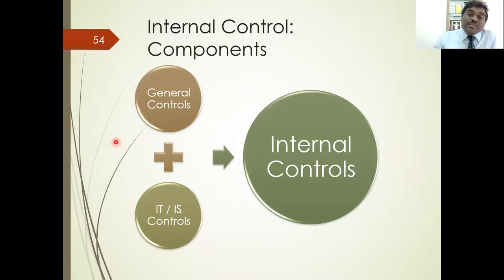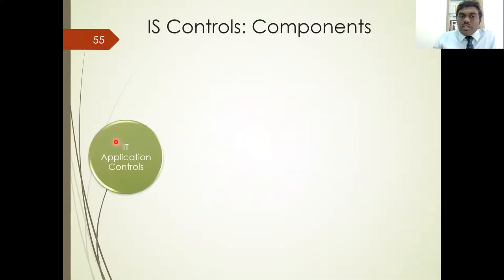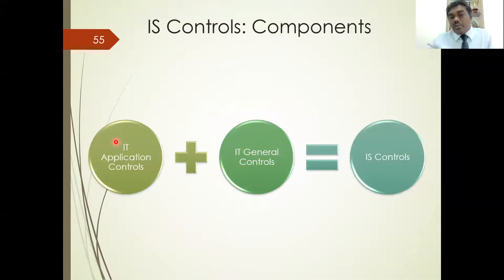In that case, what happens? Your inherent risk is increasing. What if some other employee who was wearing a helmet did not even show his ID card, but just swiped and he entered? Correct? So this is where you need to understand the risk. So general risk, IT risk, both of them put together is your internal control. Your IS controls can be further divided into IT application specific controls and IT general controls.